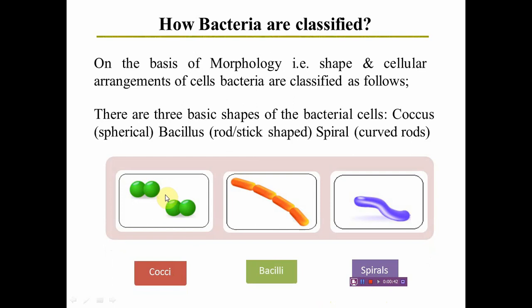Spherical cells are called as cocci. Coccus is singular, cocci is plural. Rod shaped cells are called as bacilli. Bacillus is singular and bacilli is plural. And sometimes the rods, they are twisted or curved rods. They are called as spirals.